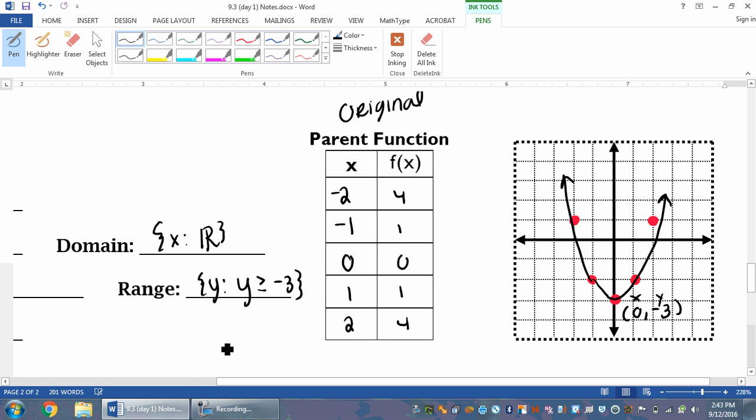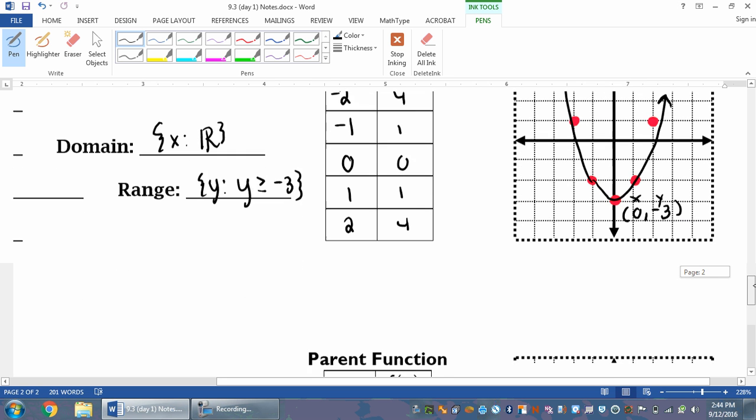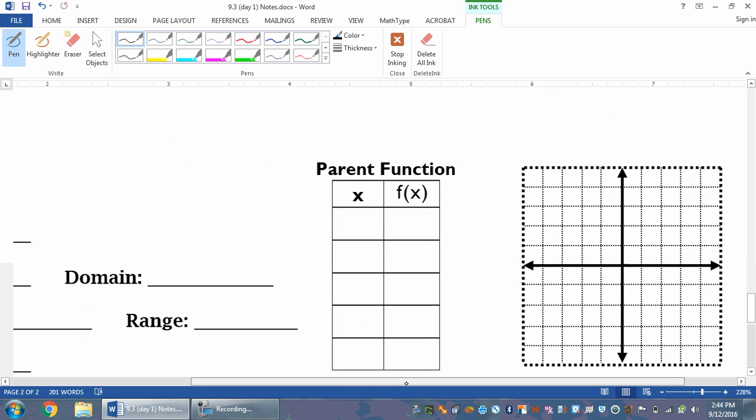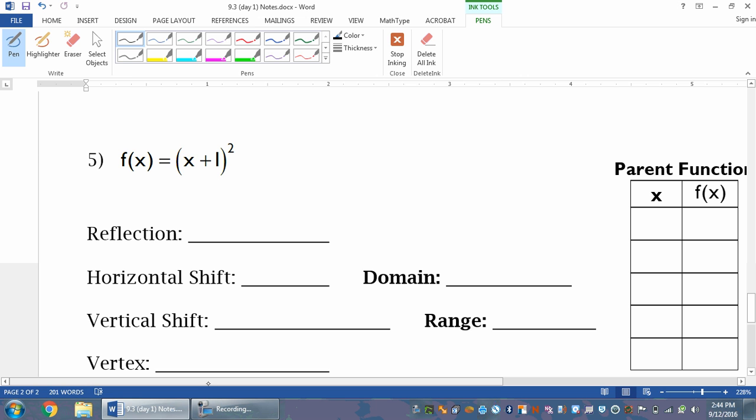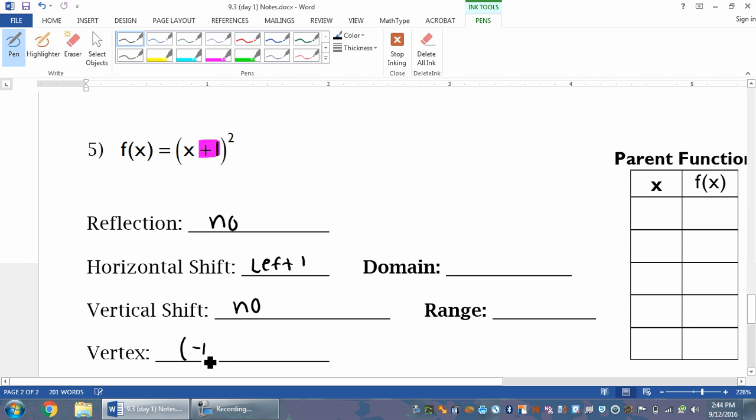All right, let's go ahead and do number 5. So is there a reflection? We should be saying no because there's no negative. Is there a horizontal? Yep, it is. So it's plus one. Plus one needs to be left one. And since there's no number outside the parentheses, there is no vertical shift. So my vertex is negative 1, comma, 0. Again, we'll deal with the domain and range after we plot the points.